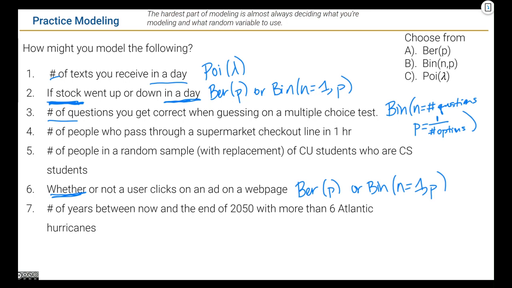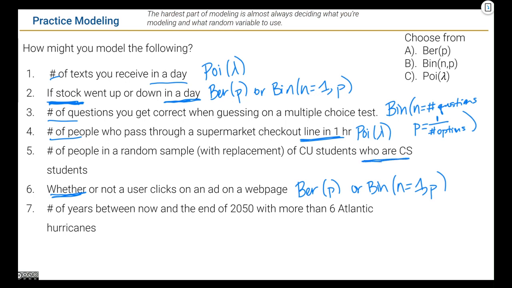Number of people who pass through a supermarket checkout. Okay, so again, I have a time interval and I want a number. So that's screaming out Poisson, where lambda would have to be the average number of people who check out in a given hour.